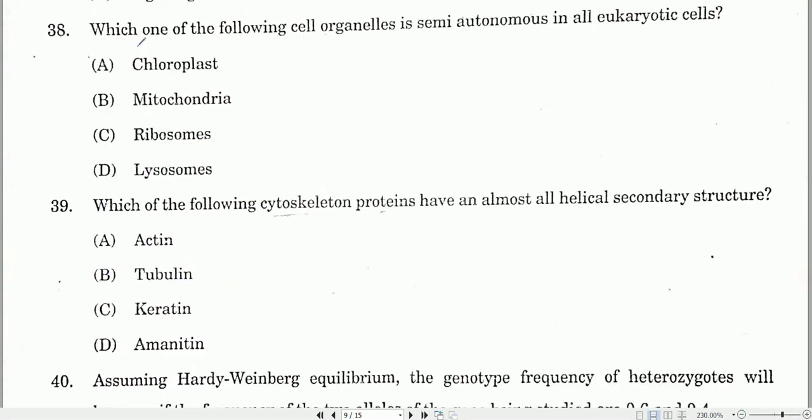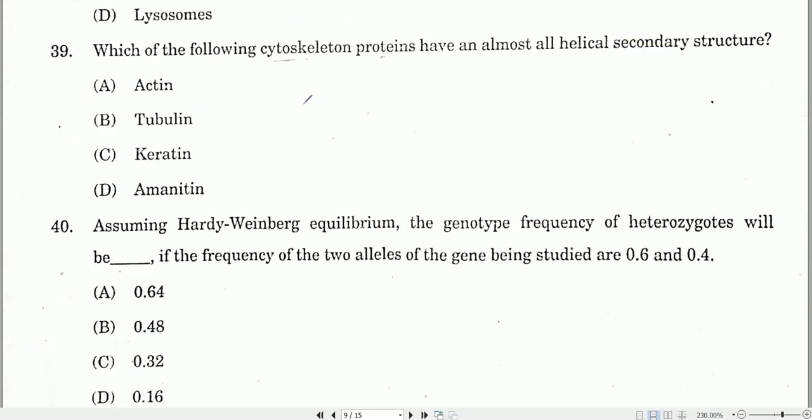Coming to question number 38. Which one of the following cell organelles is semi-autonomous in all eukaryotes? So, semi-autonomous organelle, that will be mitochondria in all eukaryotes like your plants and animals. Chloroplast is also a kind of semi-autonomous organelle, but that is in case of plants only. So option B will be the correct one. Coming to question number 39. Which of the following cytoskeleton proteins have an almost all helical secondary structure? So that will be keratin. Option C will be the correct one.